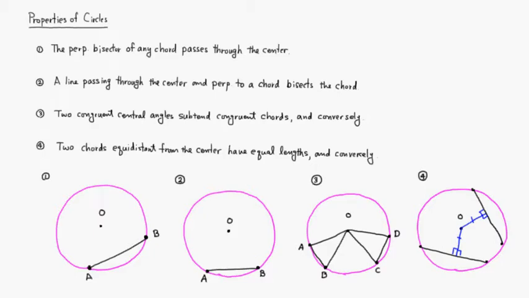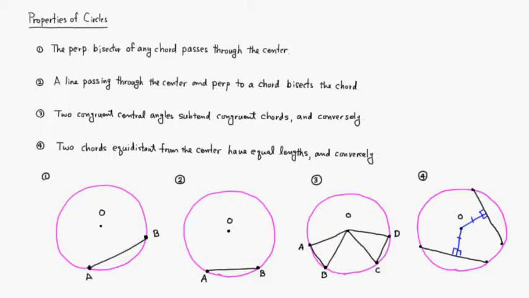All right, let's look at some properties of circles. First one: the perpendicular bisector of any chord passes through the center. Let's draw a picture. You have a circle, and AB is just any arbitrary chord.